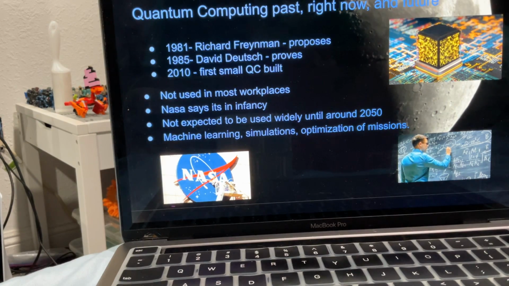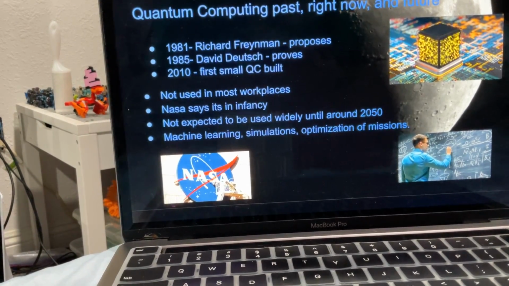It's just for machine learning simulations and optimization of missions. Optimization of missions is more for a NASA thing, and you'll see why, because I did a paper on NASA, and it'll be really useful for that. Simulations are really difficult to do for real-life mechanics, and even more so for quantum mechanics. So having quantum computers simulate that will be really good. And machine learning is obviously really useful, and quantum computing will really help with that.